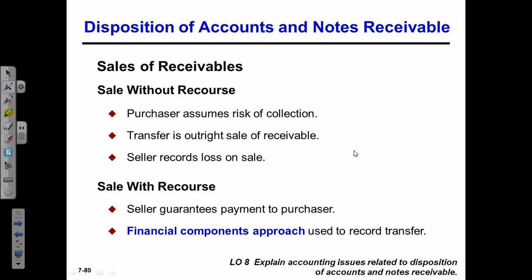Okay. So let's try disposition of accounts and notes receivable with and without recourse. On the without recourse, purchaser assumes the risk of collection. Without recourse, transfer is an outright sale. Seller records a loss in the sale. With recourse, the big difference is the seller guarantees payment to the purchaser. And we use a financial components approach to record the transfer. Here's the only difference.